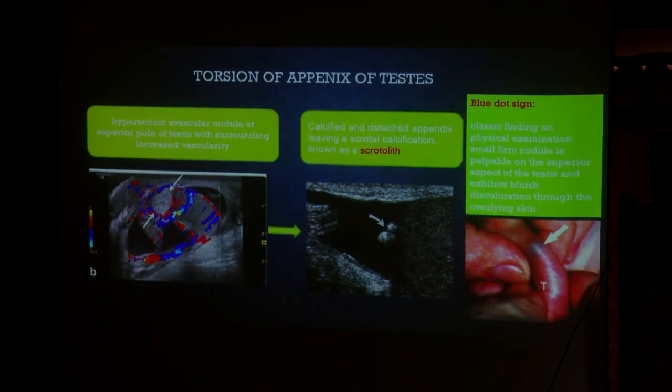Just reassurance as well as analgesics is enough, because this is a non-harmful condition. What happens is the tip of the appendix of the testis will get detached, it will get calcified, and later it will become a scrotolith. So you don't have to operate on this patient. So that is why this is very important.